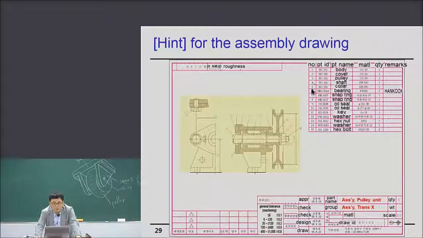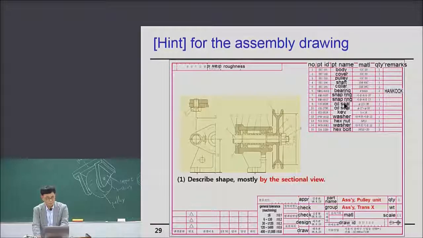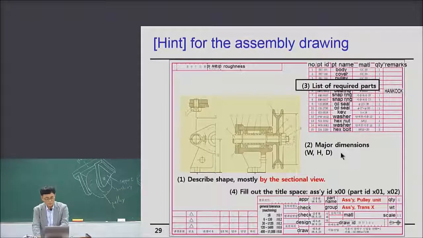So for 1 to 5, the part drawing has to be made. And 6 and 3 are standard parts only. So only 7 parts, all right? And fill out the title space.